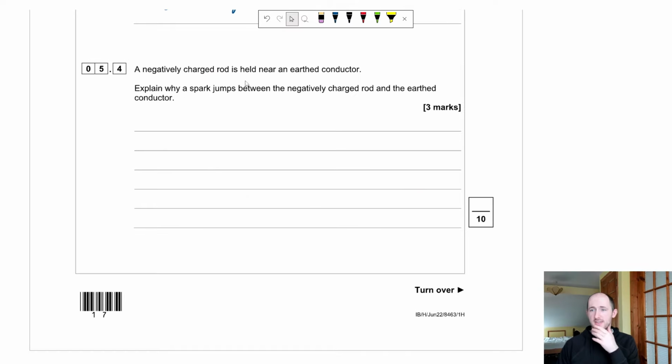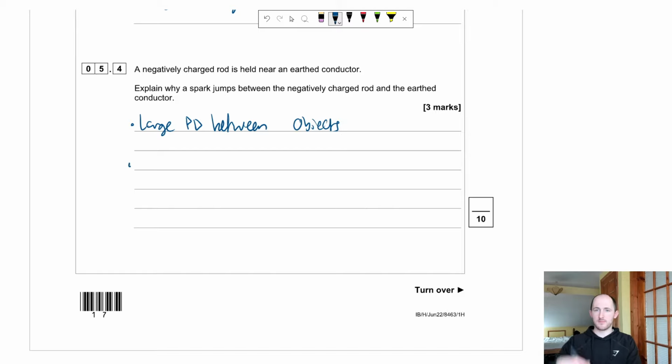A negatively charged rod is held near an earth conductor. Explain why a spark jumps between the negatively charged rod and the earth conductor. So this actually is how lightning forms, because of the large potential difference between the clouds and the earth. So that causes the movement of electrons. So simply put, there is a large potential difference, PD, between objects.